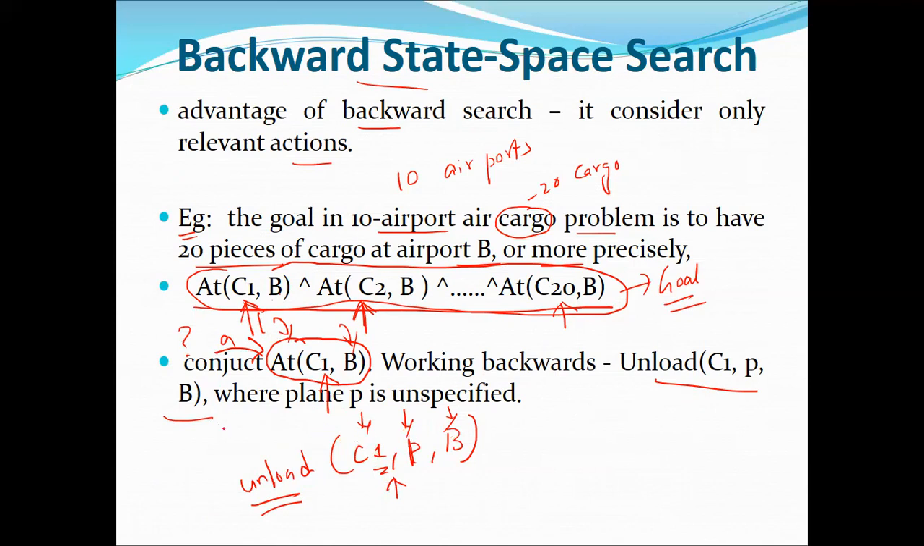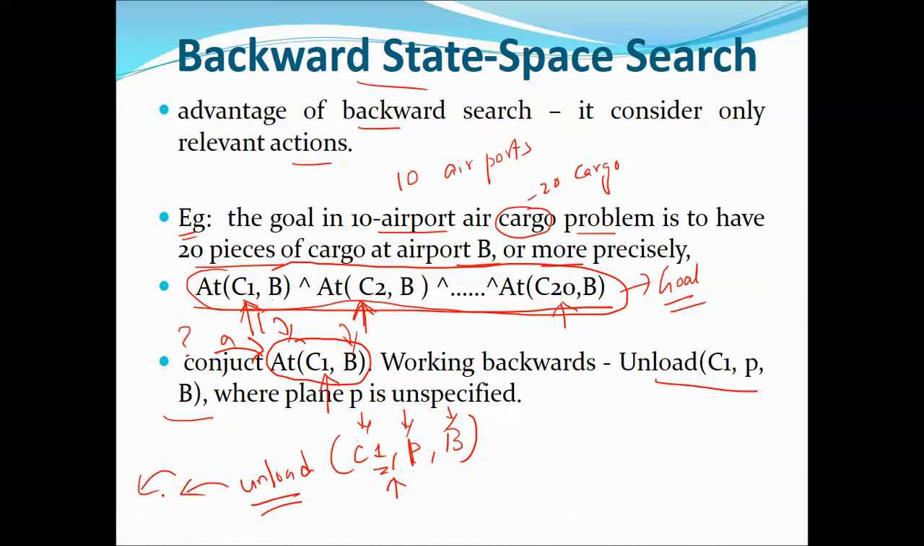So like this, we have to backtrack. Now again, if the cargo C1 should be in plane P and the plane P should be at airport B, then what should be the previous step? The previous step may be something like fly. The particular plane may have to fly from one location to another location, and so on. Like that, we go back and find out what the relevant actions to be performed are.